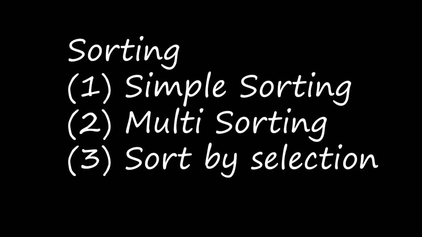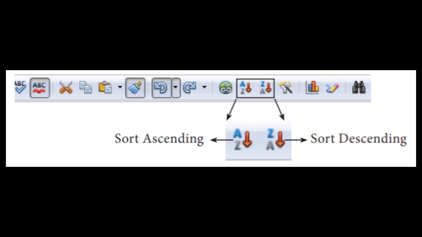The types of sorting given here in this OpenOffice Calc are simple sorting, multi-sorting, and sort by selection. Simple sorting means we will arrange the data using a single column. This is known as simple sorting. For sorting the data, Calc provides two icons in the standard toolbar: sort ascending and sort descending. Two icons will be there.